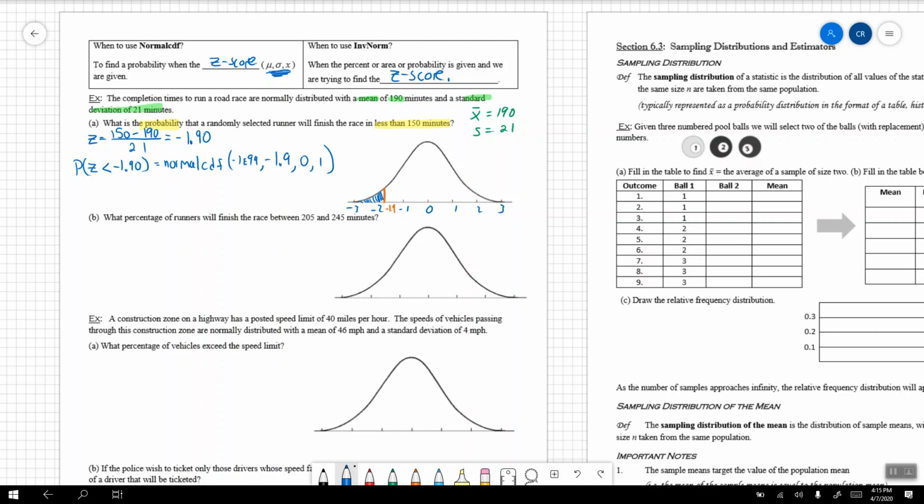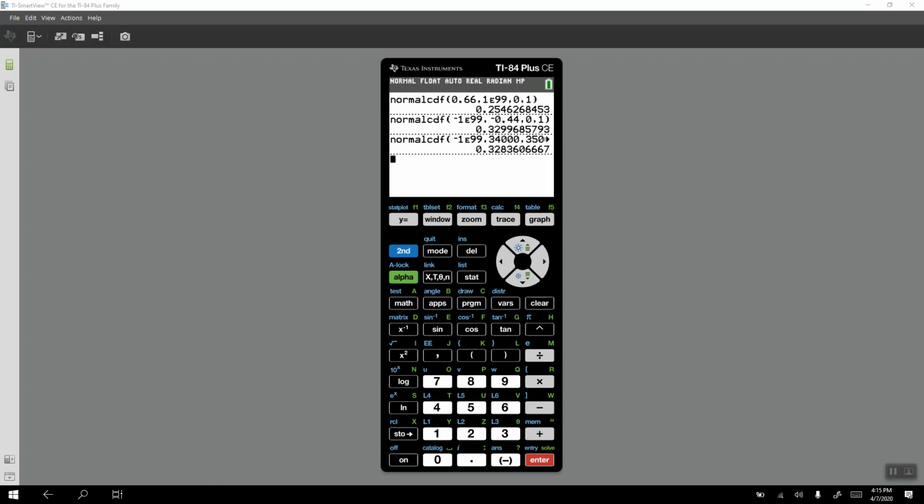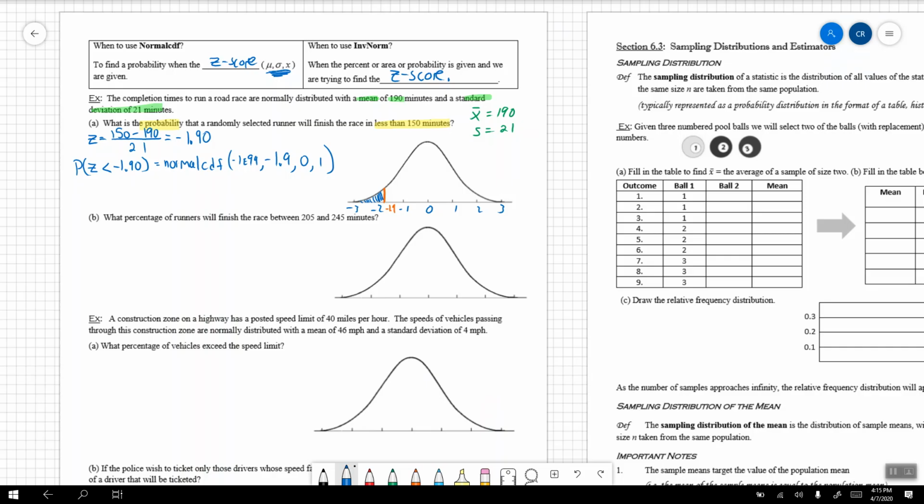Nice. All we have to do now is go to the calculator. So let's go to the TI, put this in and see what we get. Here we are. That was negative 1.9. Mean was 0, standard deviation was 1, and I'm going to hit enter. There we are, so there's my probability: 0.0287. Here we go.